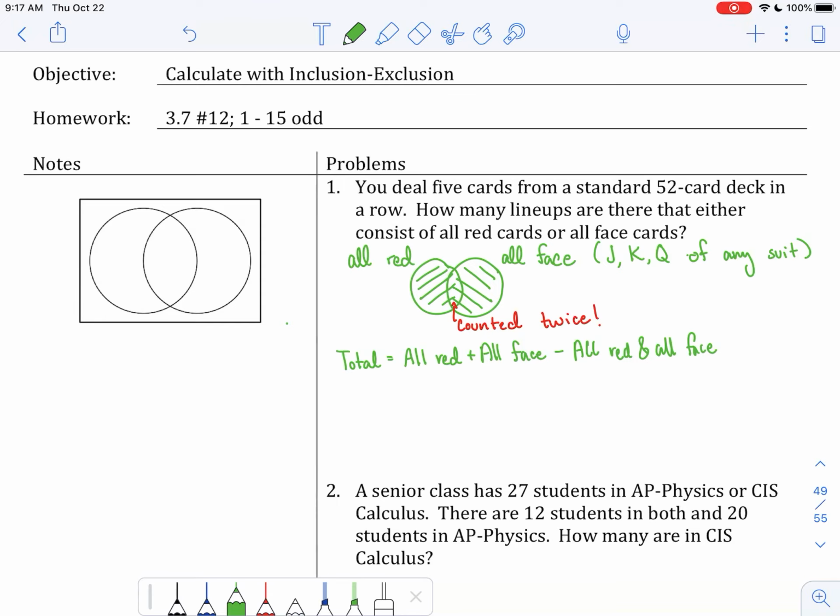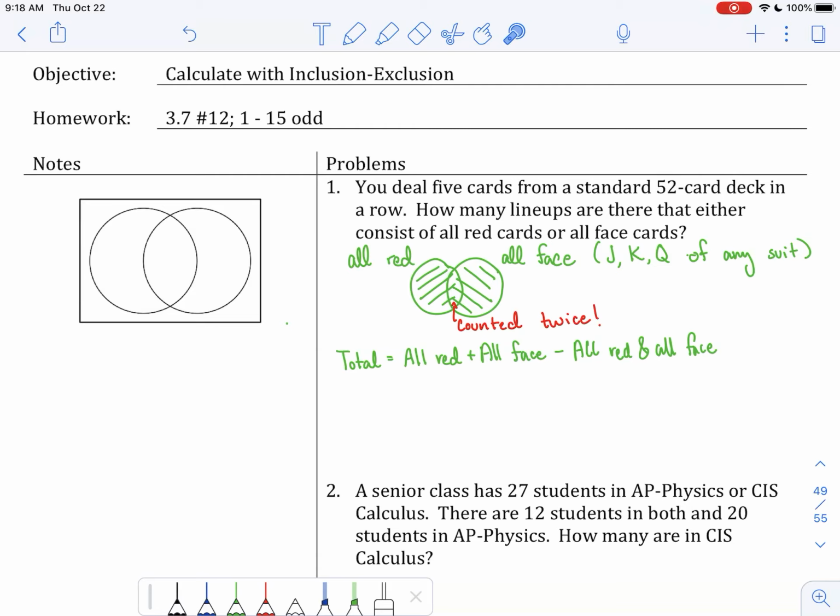And we touched on this a little bit in our last lesson, which is why you see number 1 is identical to our last lesson. So in number 1, which we saw earlier, you deal 5 cards from a standard 52 card deck. How many lineups are there that consist of all red or all face? And if you remember from that lesson, the issue is that the center part is counted twice.